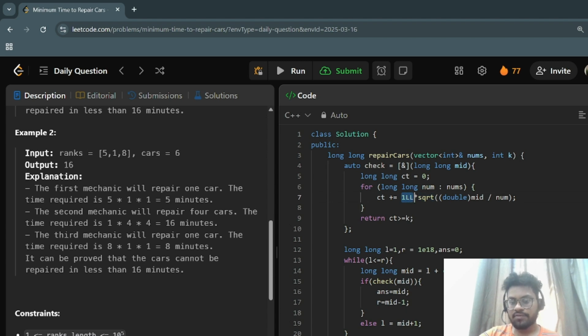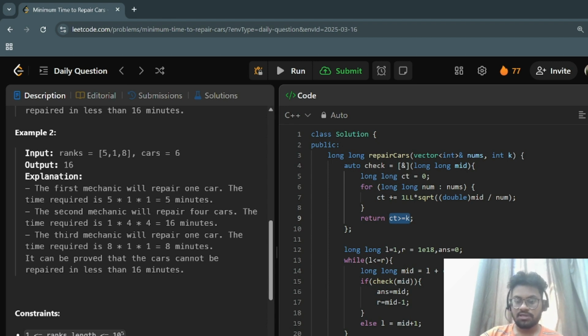Why are we multiplying with 1LL? As we are more concerned about the long, if you don't do it, there might be a case where it will only give you the integer value. So in order to make it work with long, I'm just multiplying with one long. Even if you multiply anything with 1, it still gives the same value, right? So that one is a long one. And finally we'll check whether the count is greater than or equal to k or not. If it is greater, then it is possible to repair all the cars in that mid minutes.